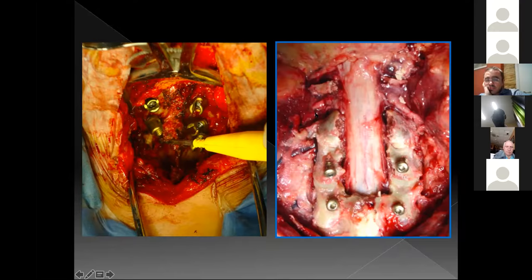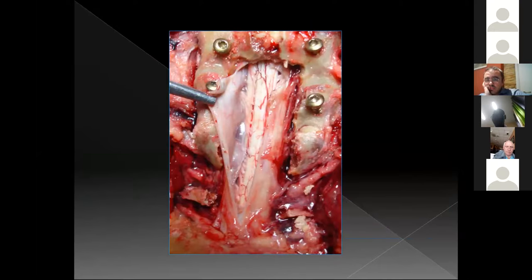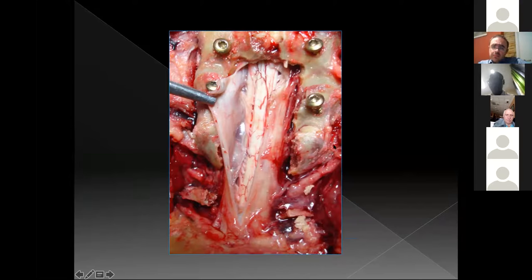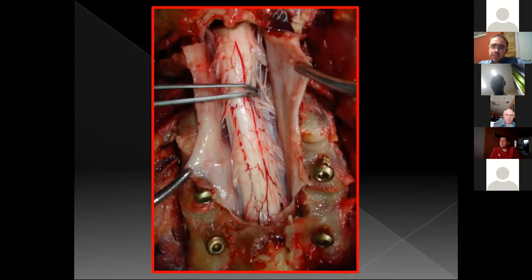So let's go to this view, this slide. I open the dura mater, and you can see the screws, and if you put a screw in this lateral mass, you need to respect these nerves, and also the vertebral arteries, and also not introduce this screw into the spinal canal. So this is another beautiful picture in which I opened the dura mater to see this cranial nerve and the dentate ligament. This is the dentate ligaments, this one.